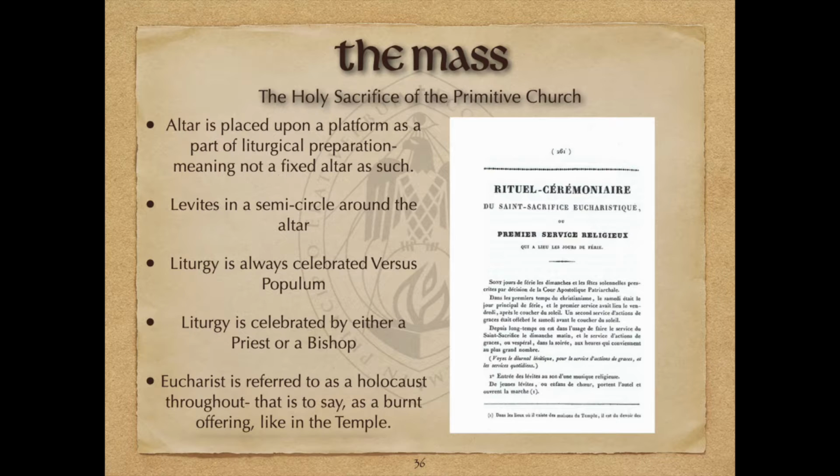So the altar is placed upon a platform, and it's not a fixed altar, and in a semicircle around the altar we have varying degrees of Levites. The liturgy itself is always celebrated versus populum, that is, standing east facing west.